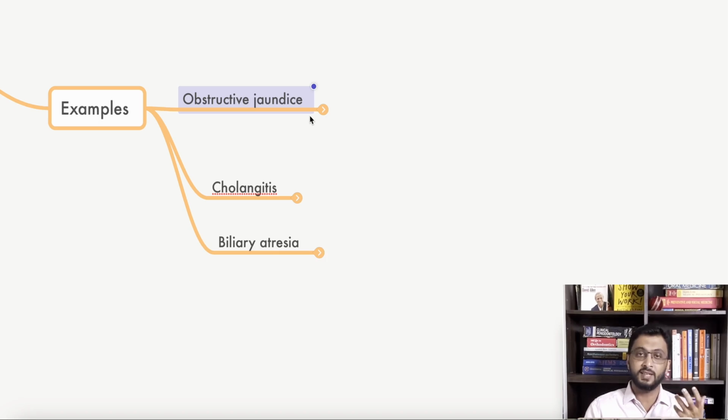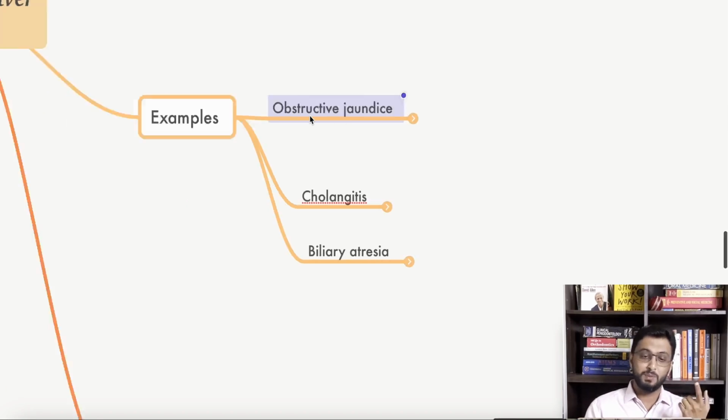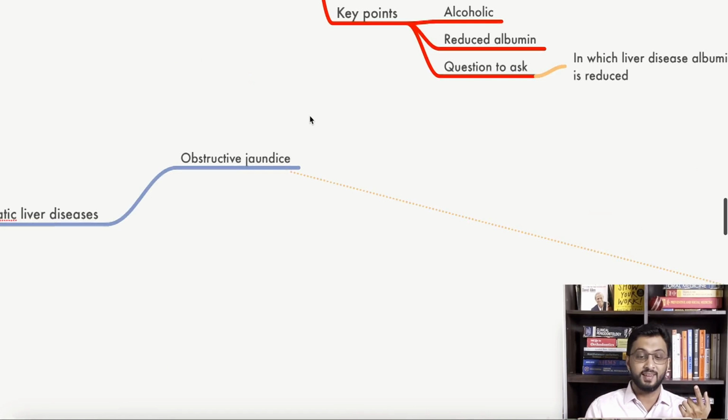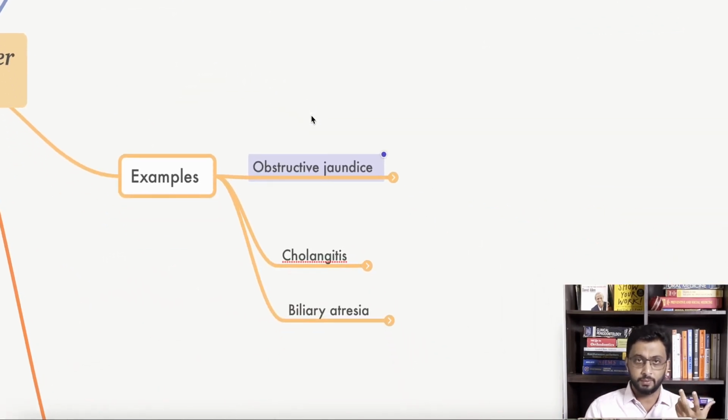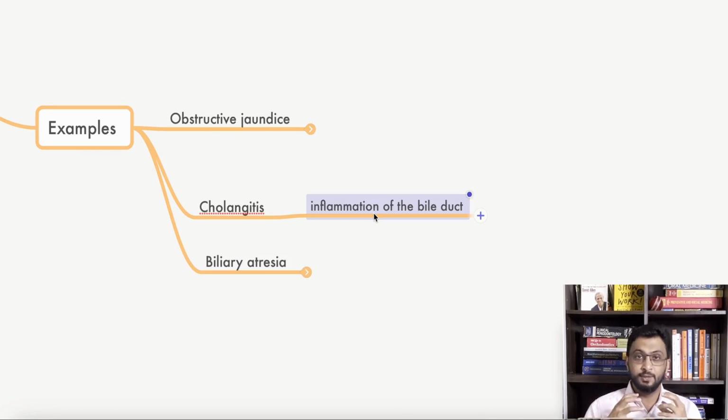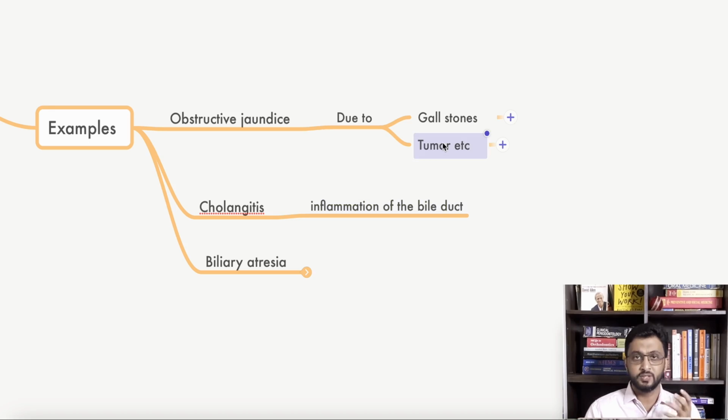So in any cholestatic liver disease, we have ALP being raised. That's what we are discussing here. Obstructive jaundice is one type. Another is cholangitis, another is biliary atresia. You'll ask me, what is cholangitis? This is basically inflammation of the bile duct. Obstructive jaundice is not due to inflammation. Obstruction of the bile duct can be due to gallstones, or a tumor blocking it.